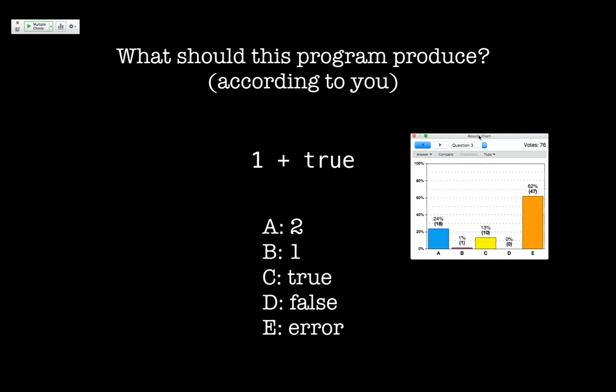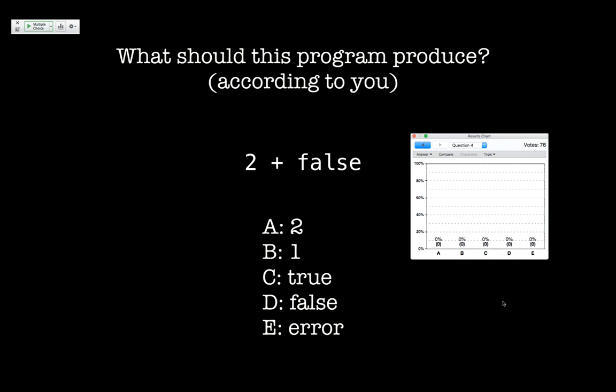18 of you said, well, true is like 1, so this should produce the value 2, right? That's my interpretation of all the people who chose A. A bunch of you said, well, this is like Boolean algebra, right? Plus is like or, so maybe 1 plus true also produces true, right? It's sort of like the plus operator is like or on Booleans, okay? All of those are reasonably consistent interpretations. Let's see, okay, so next one.